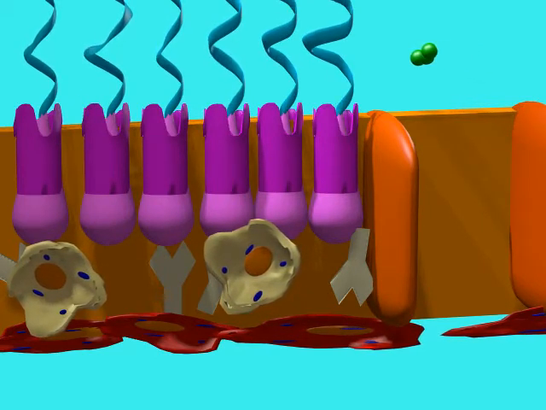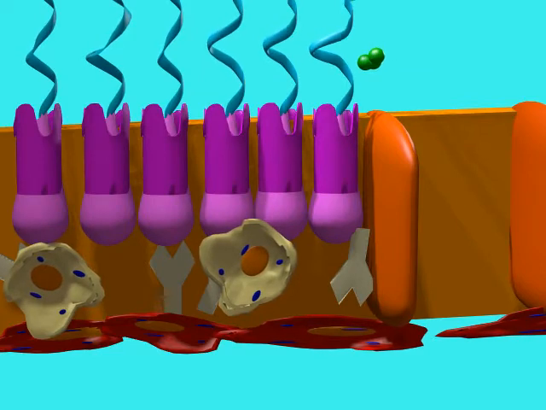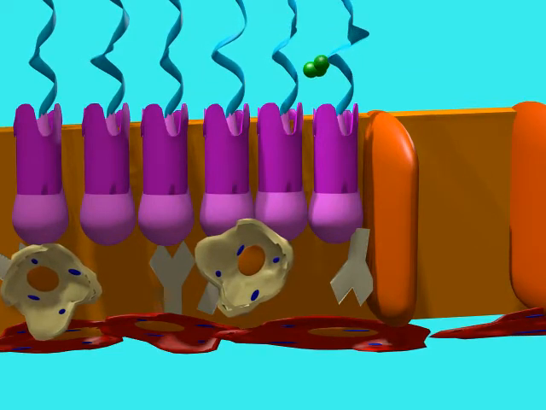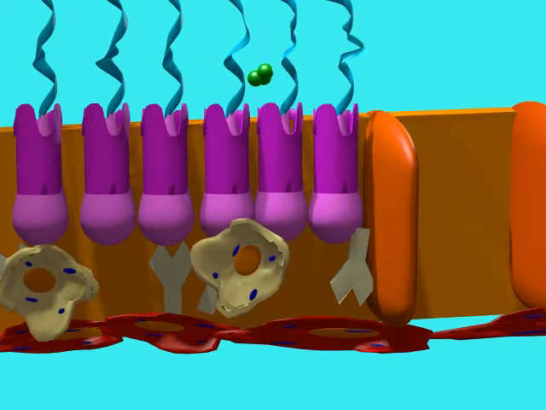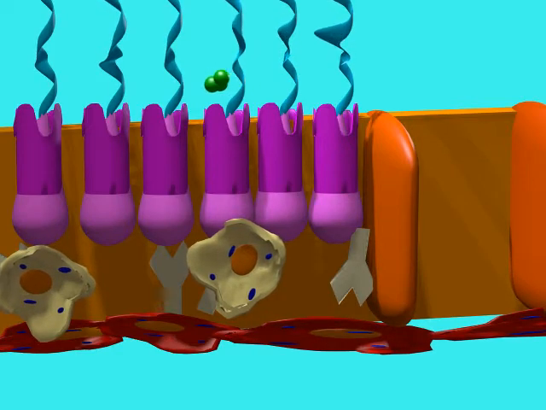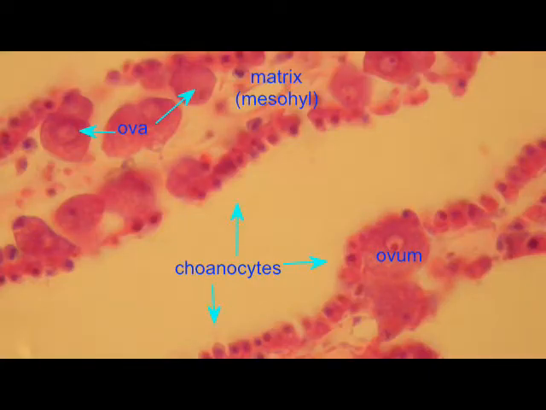Spicules, which can either be composed of calcium carbonate or silica, depending on the type of sponge, can offer some structural support. In addition, there can be cells which undergo meiosis and produce the gametes.